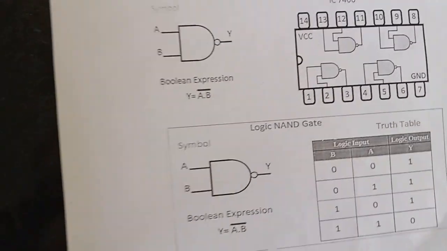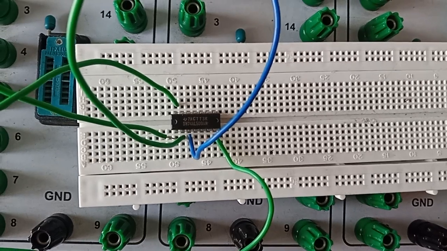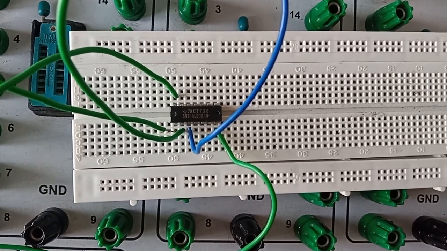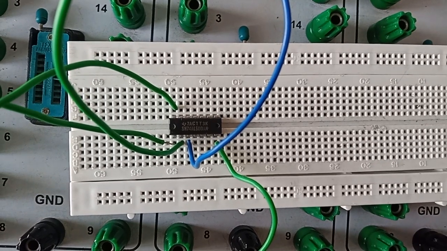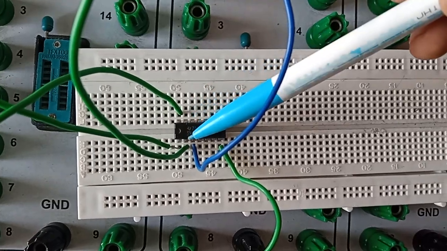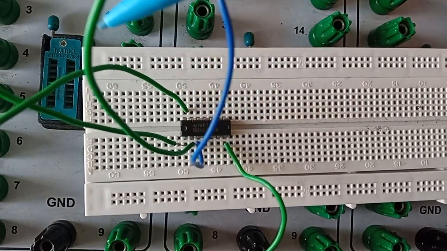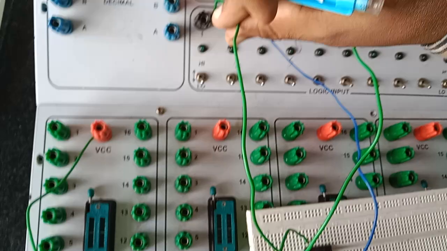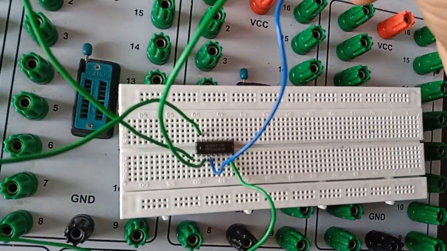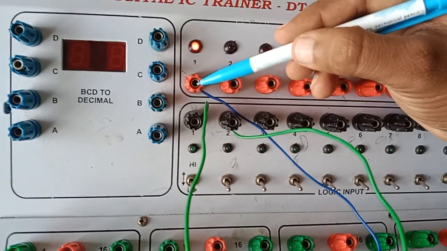So I'm going to implement this IC 7400 NAND gate in the trainer kit to verify the truth table. It is a 14 pin IC. I am connecting the first pin to the input port, the second pin is also an input, and the third pin is the output, which is connected to output port 1.